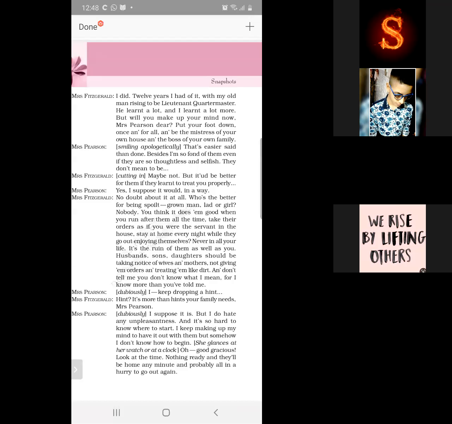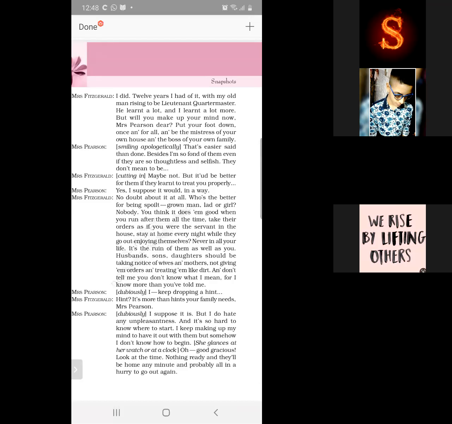Now, Mrs. Fitzgerald said that with my old man rising to be lieutenant quartermaster. So here she is talking about her family also. She's talking about her husband. And she says that along with him, I learned a lot. But then she says, what about you, Mrs. Pearson? When are you going to put your foot down once and for all, be the mistress of your own house and the boss of your own family?